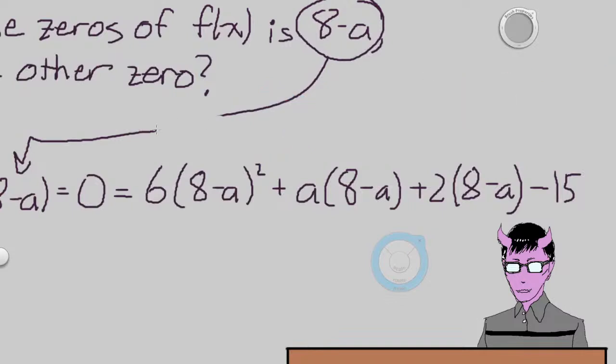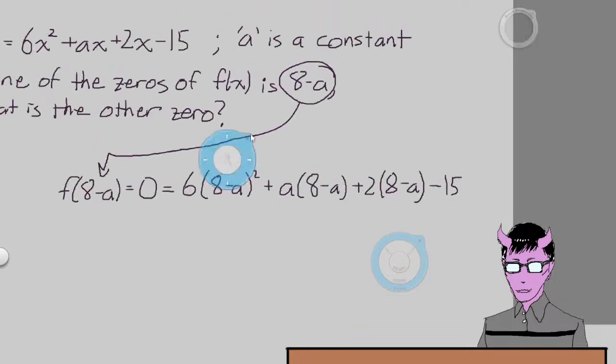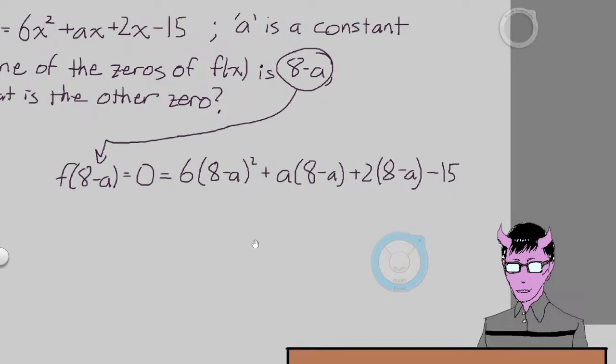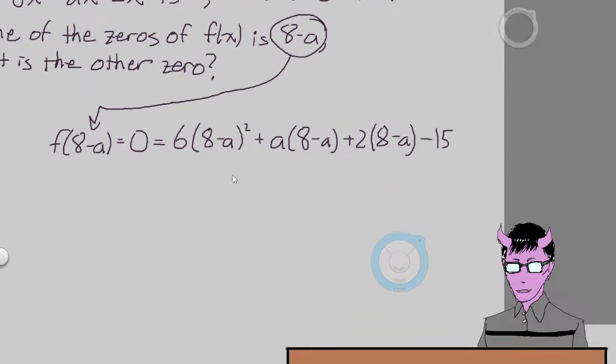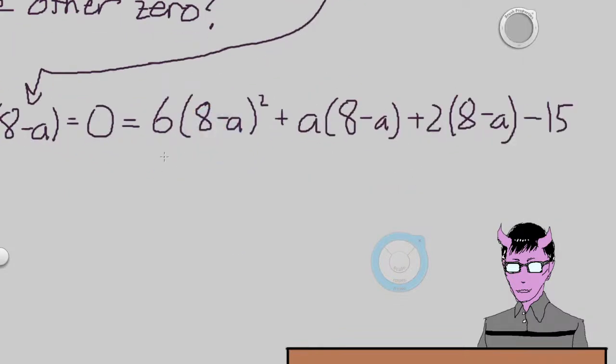Alright, so all we did was plug in 8 minus a, and we set it equal to 0 because that's what it means to be a 0 of a function. So we just have a little bit of cleanup to do. Copy paste the 6, standard binomial expansion. I'm going to do it backwards: negative a squared is a squared, then 2 times minus 8 is 16, then 8 squared, 64.